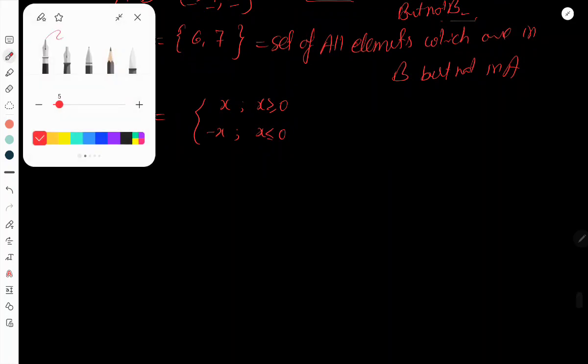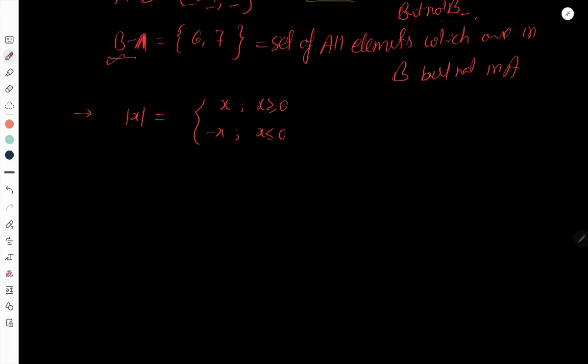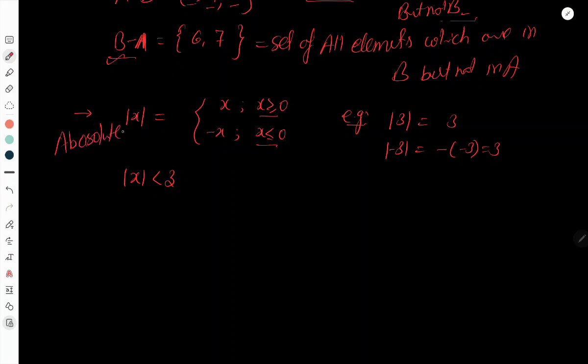So this is the definition of modulus x. Let's say I am writing here that modulus x is less than 3. First, a few examples. The modulus of 3: 3 is positive, x greater or equal to 0, so the answer is directly 3. Minus 3 is a negative number, so we take minus of x, minus of minus 3, which is 3, positive. This is called the absolute value of x, that is modulus x.